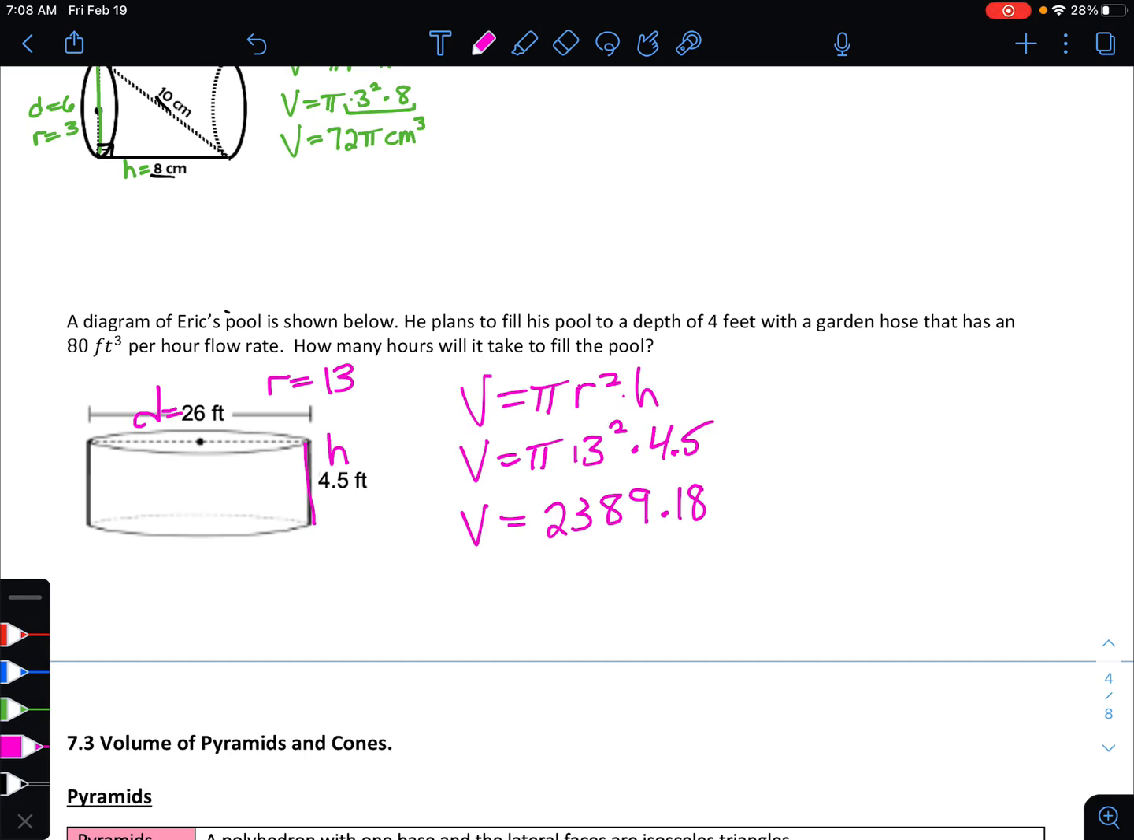Now, that's our total volume, again, including pi as part of that. We want to know how many hours it is going to take to fill this pool. And we already know that it's going to fill up at 80 cubic feet per hour. So what we would need to do is take this answer and divide by 80, and that's going to tell us the number of hours, which is going to be quite a bit of time. It's going to take about 29.86 hours to completely fill his pool.